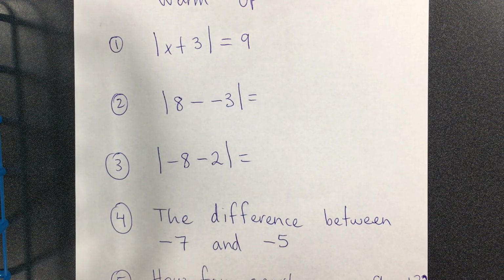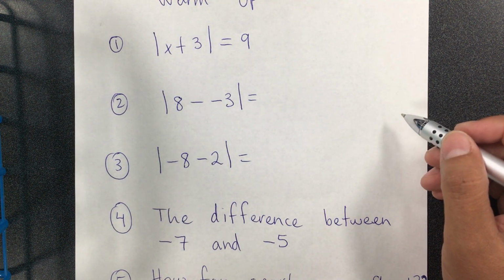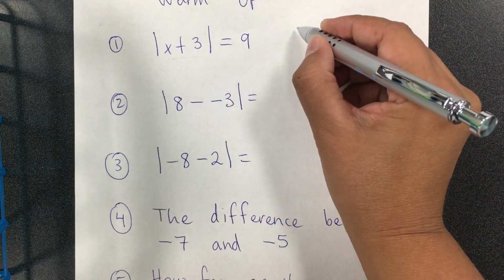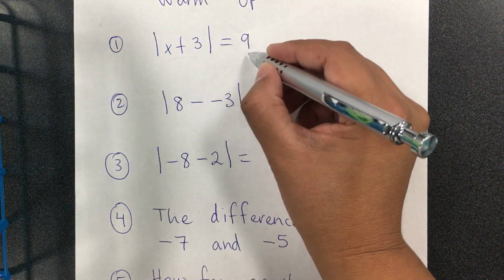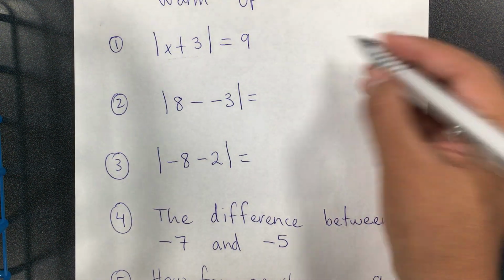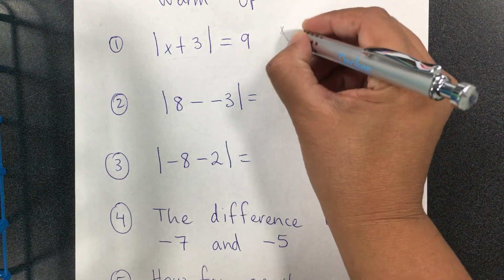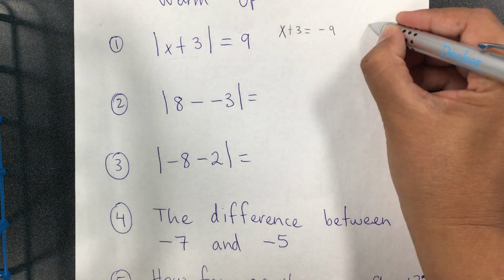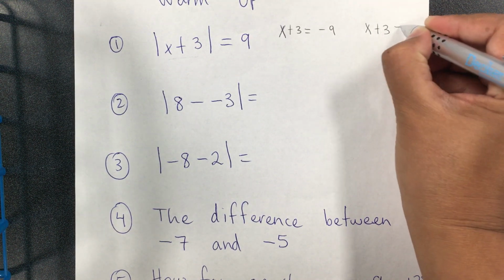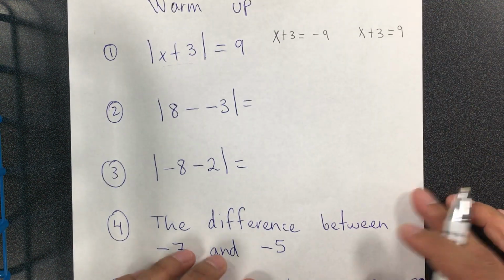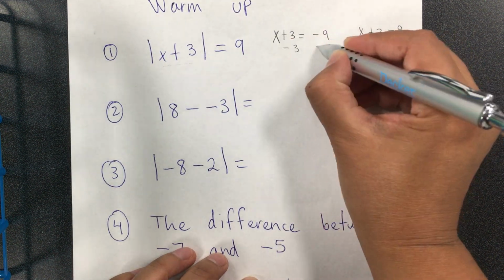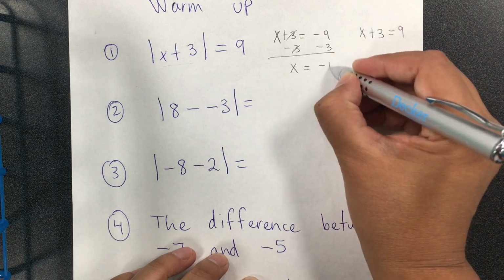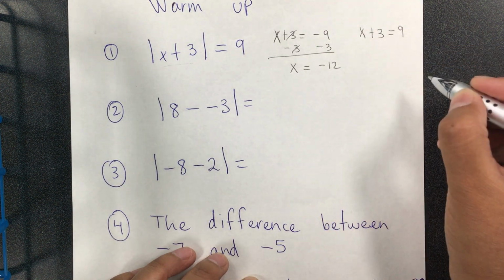Okay, so let's begin. From the previous lesson, we learned that what you're going to do is to take this out and have the answer once negative and once positive. So we're going to put x plus 3 equals negative 9 and x plus 3 equals positive 9. We subtract 3 from both sides. This cancels and you get x equals negative 12. So that's one possible answer.